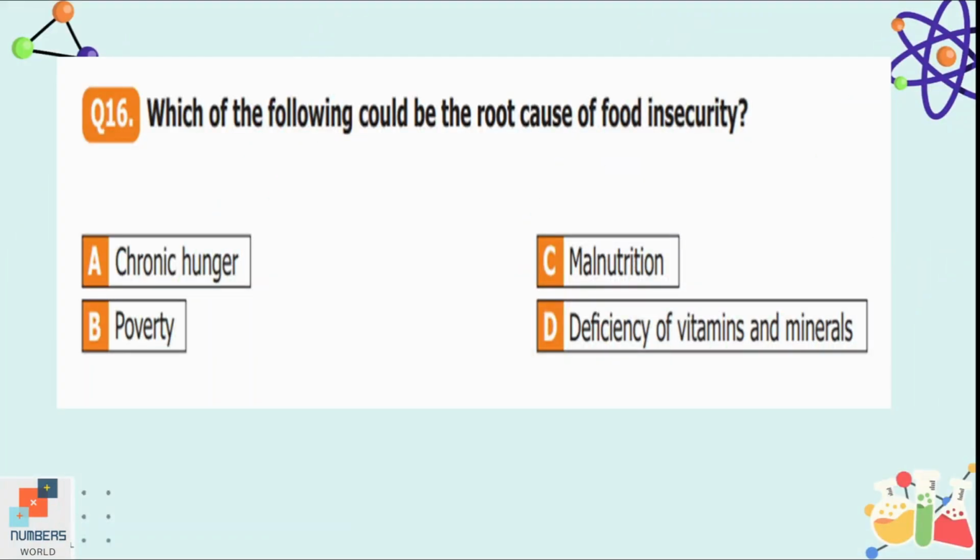Question number 16. Which of the following could be the root cause of food insecurity? Option A is chronic hunger, when you are too hungry. Option B is poverty, when you don't have much money to buy things. Option C is malnutrition, when you have a deficiency of nutrition. And option D is deficiency of vitamins and minerals. So option B is the correct option here. The root cause of food insecurity is poverty.